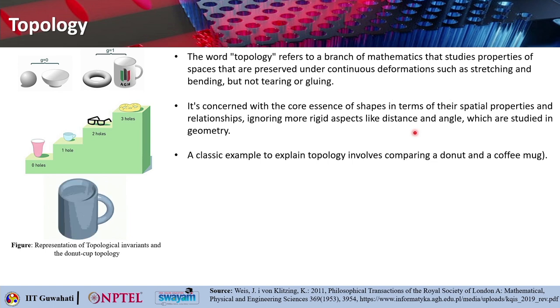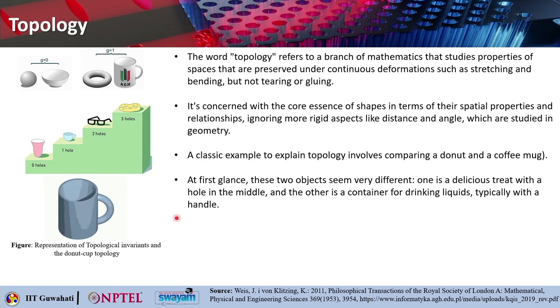So one classic example involving topology is comparing a donut with a coffee mug, as you can see here. At first glance, if you think of the two objects, they look very different.